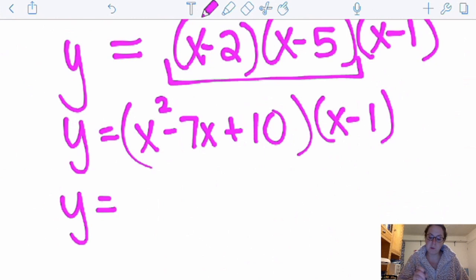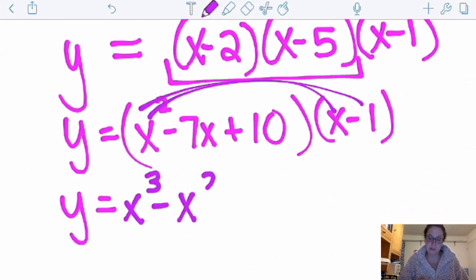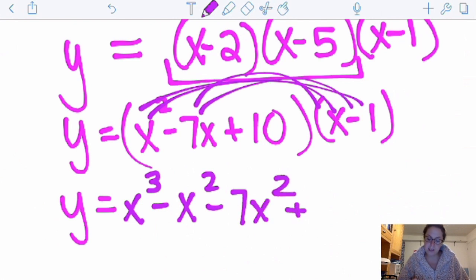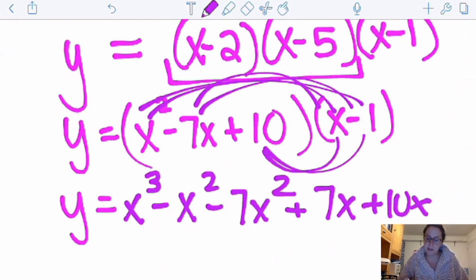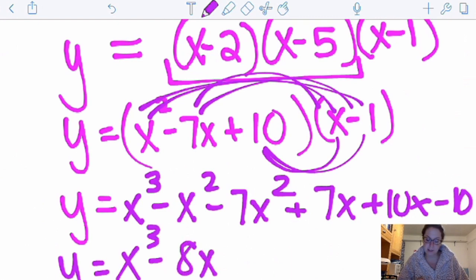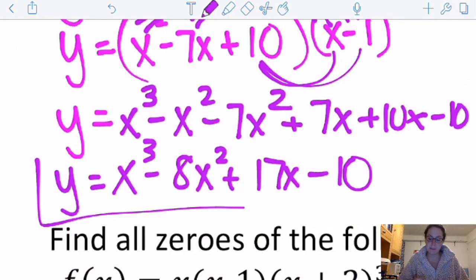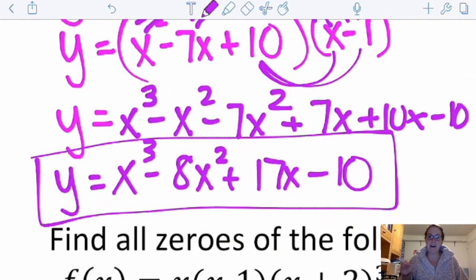So I'm going to do x squared times x, and x squared times negative 1. So x cubed minus x squared. Negative 7x times x, which is negative 7x squared. And then plus 7x. And then plus 10x and minus 10. And then just combine your like terms. So x cubed minus 8x squared plus 17x minus 10. And remember, it's a polynomial, so you should have a y equals or an f of x equals.